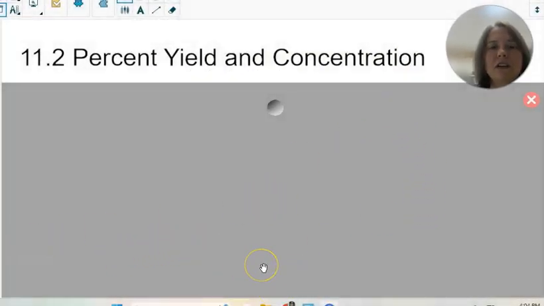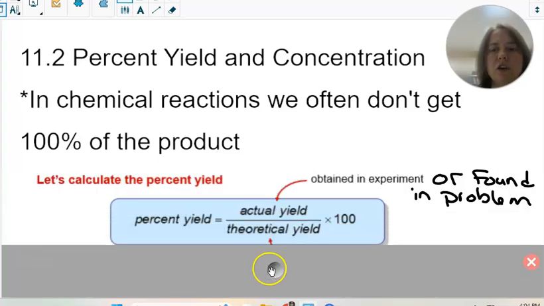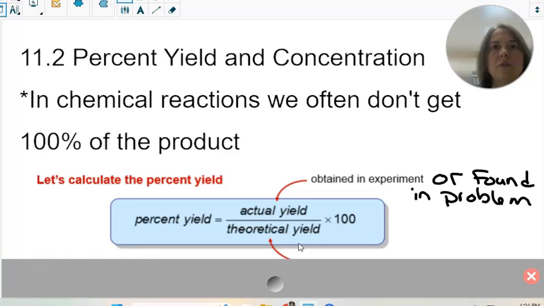Today we're going to learn about percent yield and concentration. So in chemical reactions, we don't often get 100% of the product. So we want to know the percent yield of a chemical reaction. So please write down this equation. Percent yield equals actual yield over theoretical yield times 100 to make it a percent.